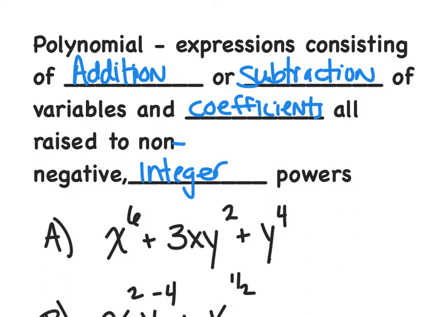Okay, so a couple things to take out of there. We're either adding or subtracting, that creates a polynomial, and we're adding and subtracting the variables. The powers, though, are non-negative, so they need to be positive, and they need to be integers. They need to be whole numbers.